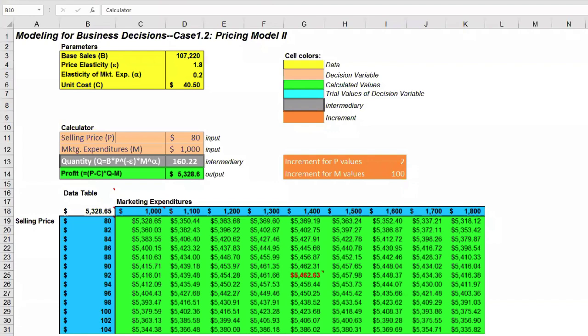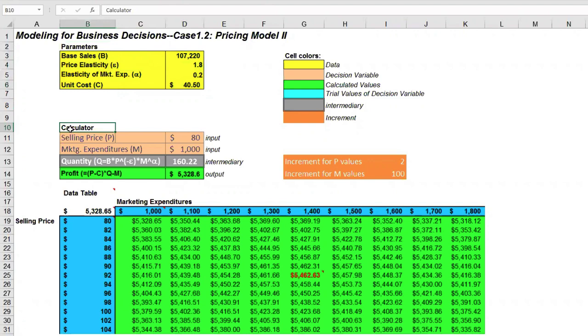In this video, we are going to talk about the data table approach for case 1.2. Similar to the data table approach for case 1.1, we have three major components. The first one is the parameters. We are going to put the initial values for those parameters in the first component. And the second component is the calculate.